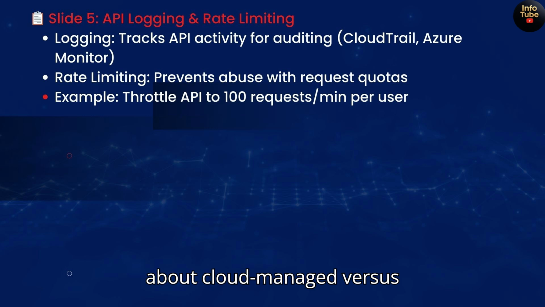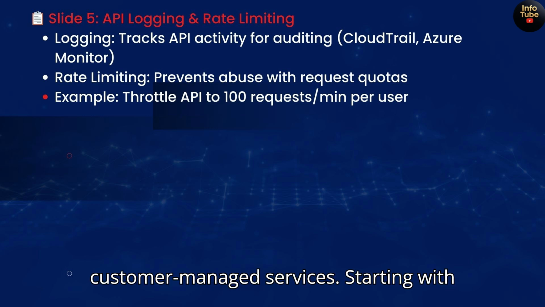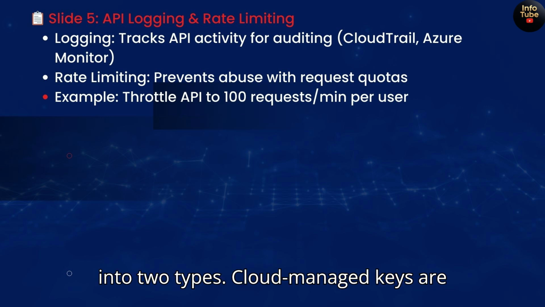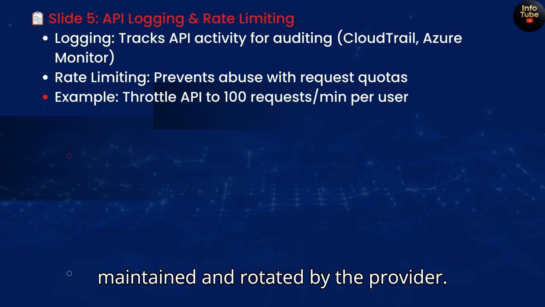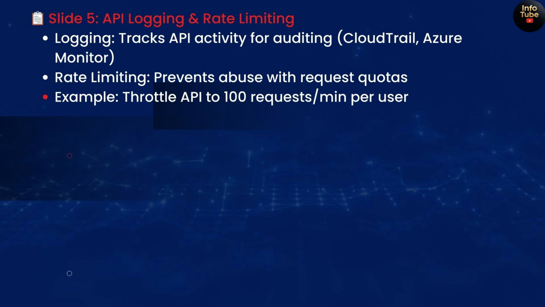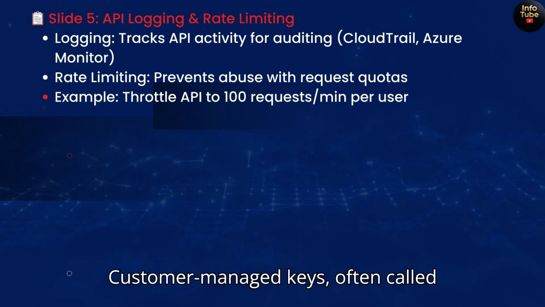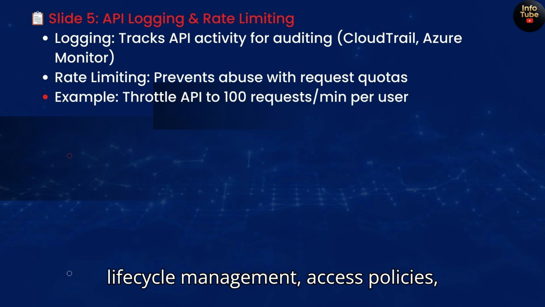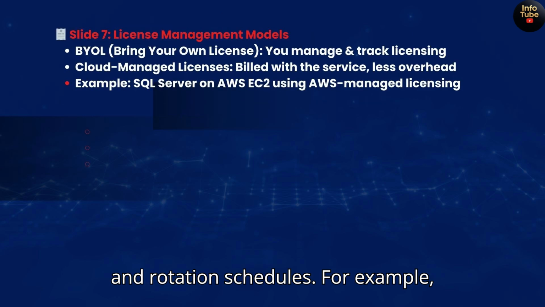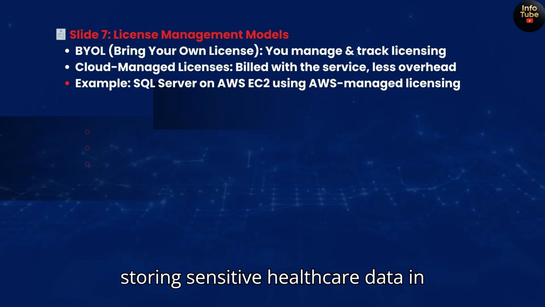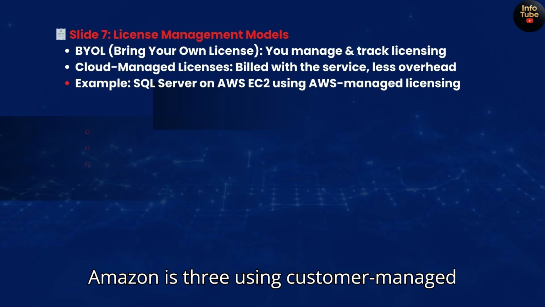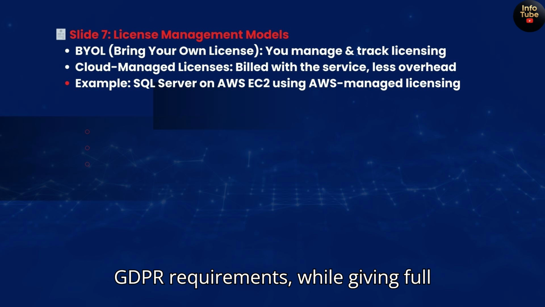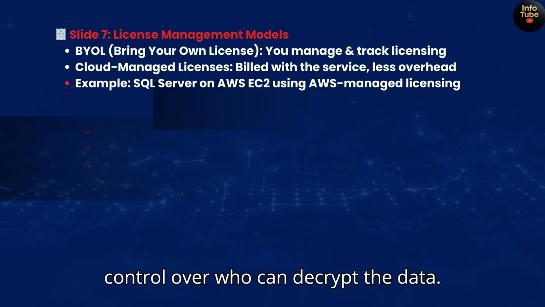Let's now talk about cloud-managed versus customer-managed services. Starting with encryption keys, we can categorize them into two types. Cloud-managed keys are maintained and rotated by the provider. Customer-managed keys, often called CMKs, give you full control over lifecycle management, access policies, and rotation schedules. For example, storing sensitive healthcare data in Amazon S3 using customer-managed KMS keys lets you meet HIPAA or GDPR requirements, while giving you full control over who can decrypt the data.